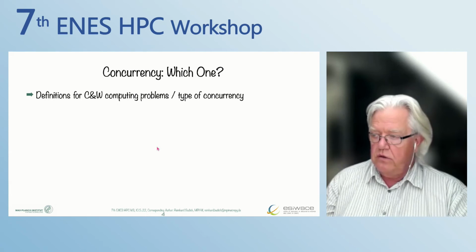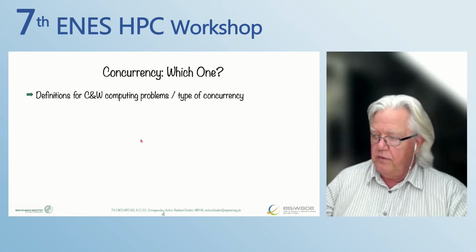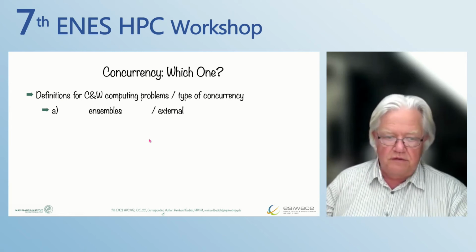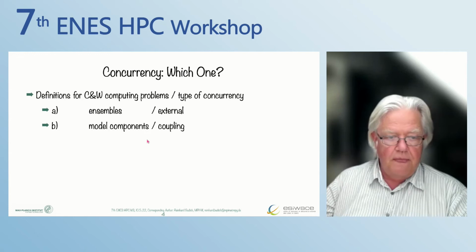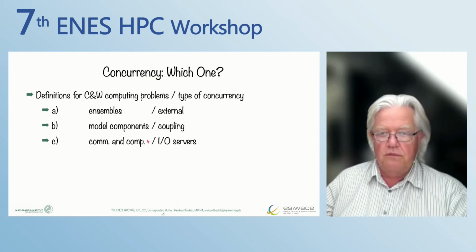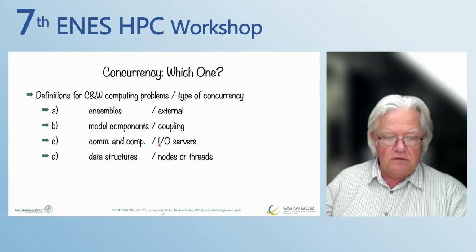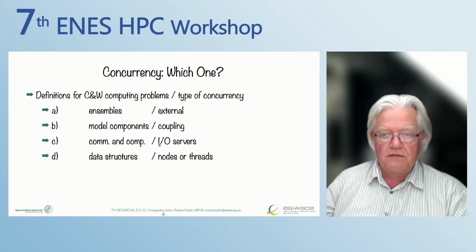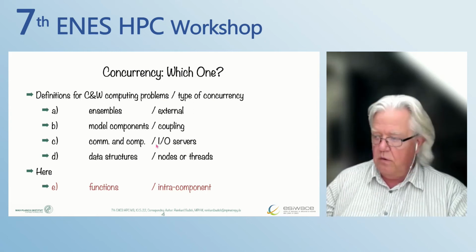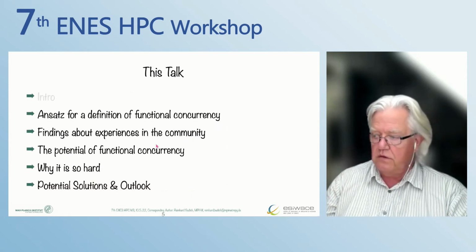When we talk about the definition for concurrency in our weather and climate applications, we can distinguish between the computing problem itself and the type of concurrency we talk about. For instance, for ensembles, this is obviously some external concurrency. For model components, it's the coupling, obviously. For communications and computations, it's dealt with via I/O servers nowadays, basically. And then we talk about data structures as well, and these are distributed over nodes and threads. We know that basically, but there are also intercomponent functions, and that's what we in the report call functional concurrency. And this is basically what we will talk about today.